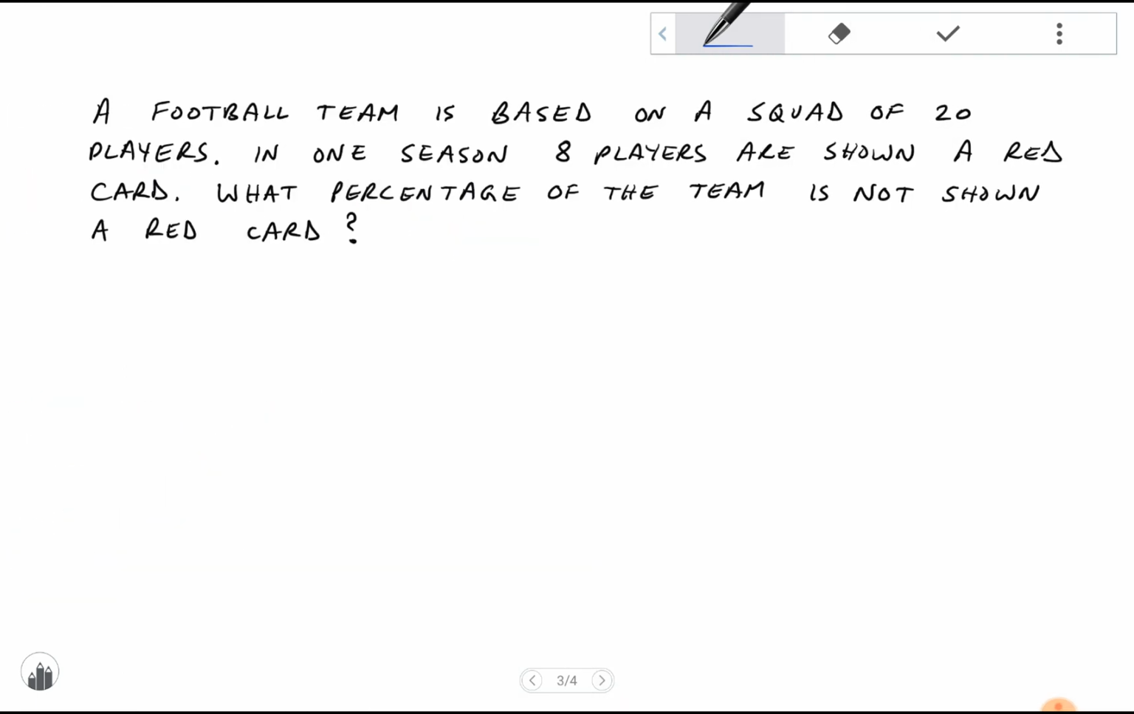A football team is based on a squad of 20 players. In one season, 8 players are shown a red card. What percentage of the team is not shown a red card? Okay, so first of all, we have to figure out, all right, there's 20 players, 8 of them get a red card, so how many don't get a red card? All right, so that's 20 players in total, 8 that get a red card, 20 minus 8 leaves us with 12. So 12 players do not get a red card.